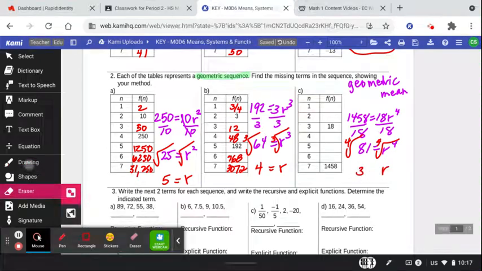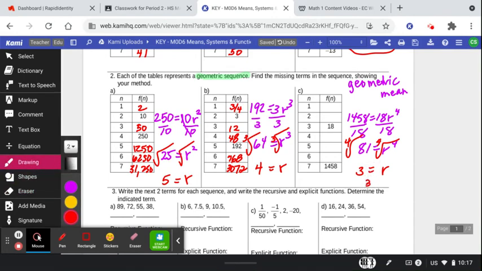What that means is 3 to the power of 4 is 81. Meaning 3 times 3 times 3 times 3. Do you see that 9 times 9 embedded in there? There's our 81. So if my multiplier is 3, grab your calculator. You go 18 times 3, 54. 54 times 3, 162.